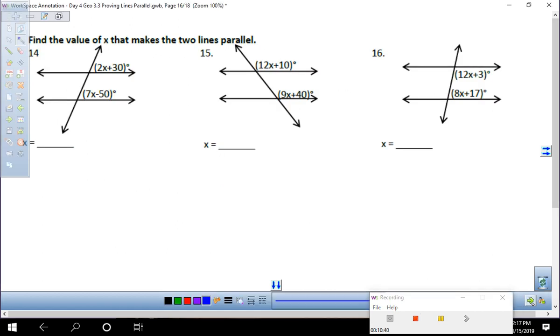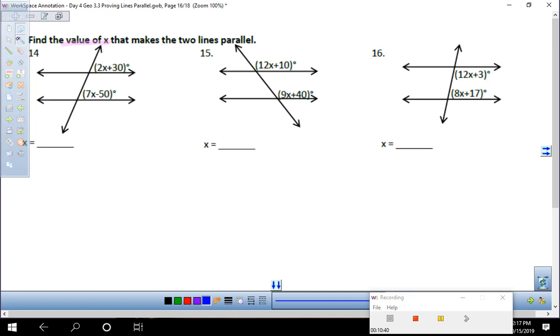So 14, 15, and 16, we've seen problems similar to these before. Again, there's going to be some given angles in your picture. You need to determine if they should be congruent or if they should be supplementary based off of our four pairs that we've been talking about. So these problems want us to find the value of x that makes the two lines parallel. So no justification. We don't need to go back and fill in all of the angles on these. These are just a little bit shorter problems.